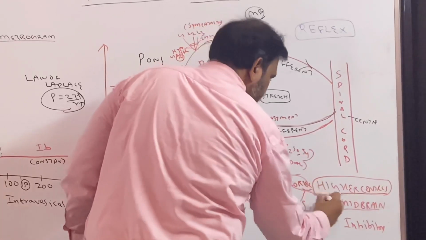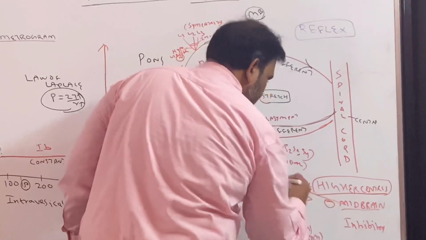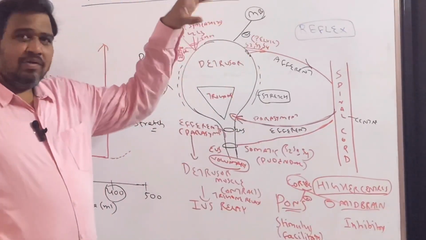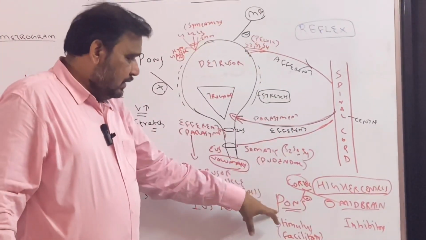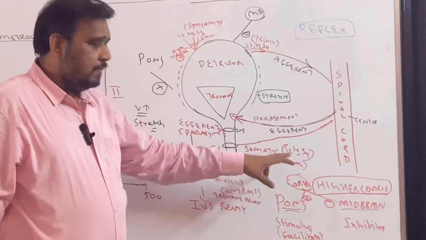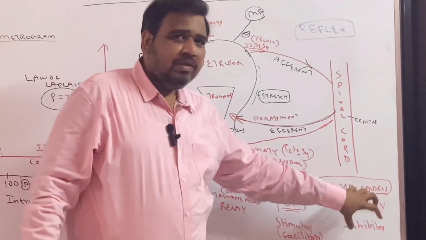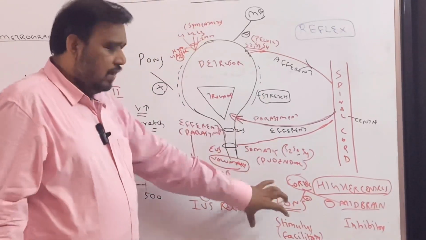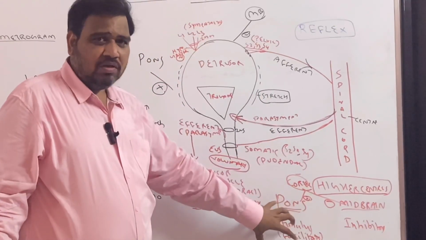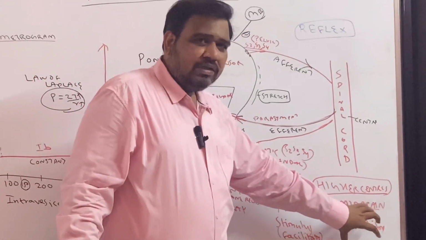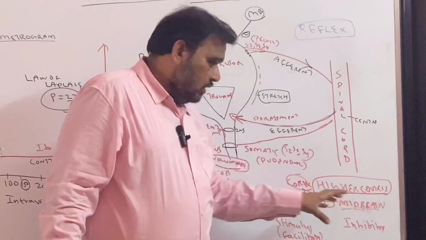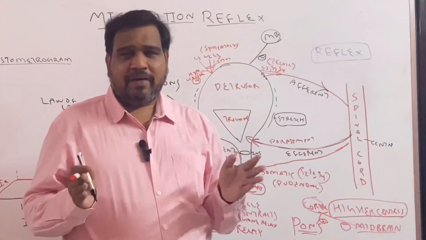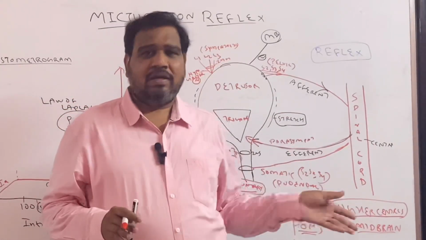has control over both of these. It can inhibit this, it can inhibit this. So the cortex is the superior. So the cortex can inhibit the pontine center or the cortex can inhibit the midbrain center depending upon the situation. So pons is facilitating the micturition reflex, midbrain center is inhibiting the micturition reflex, but they both can be controlled by the cerebral cortex. So micturition is a spinal reflex under the control of higher centers.